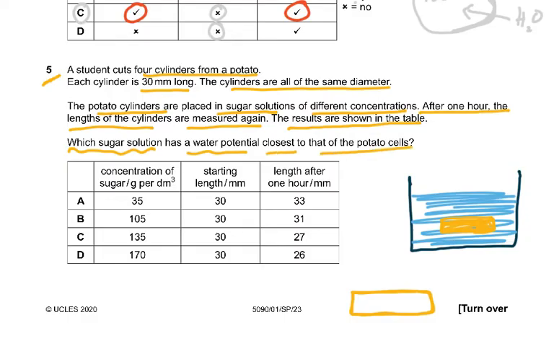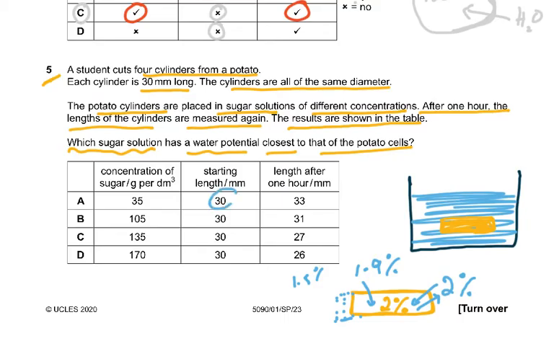Now let's look at the theory behind it. The potato cells have a concentration of 2%, whatever solute is in it. Now if it is 2% outside, then of course what is going to happen? There's going to be no net movement of water. But say if it is 1.9%, then some water is going to enter, and maybe this is going to get a little longer. But if it is going to be 1.5%, then more water is going to enter, it's going to get even longer. So the length will increase more.